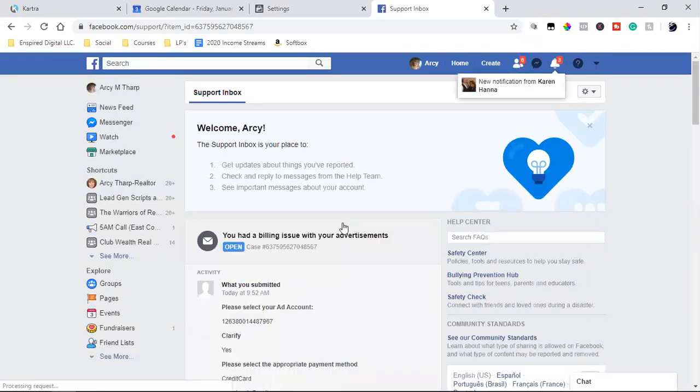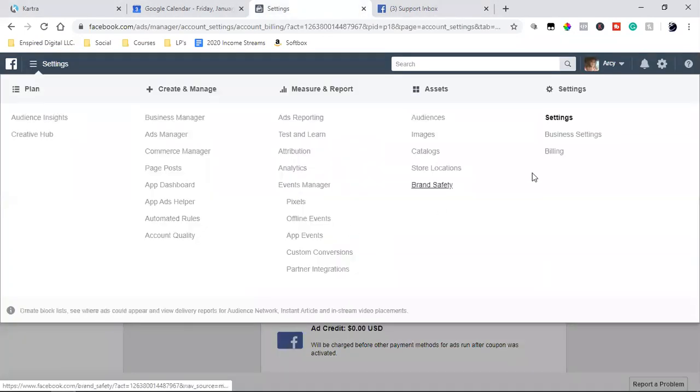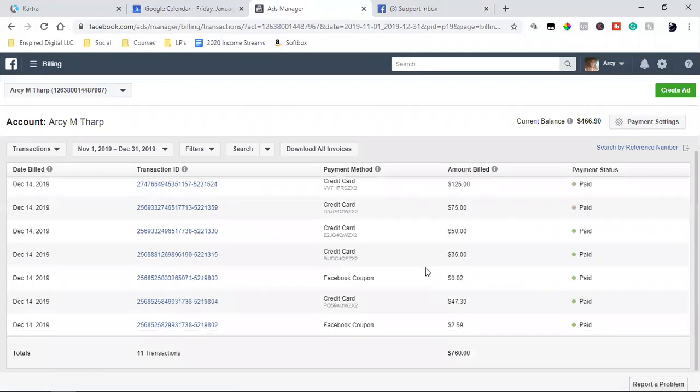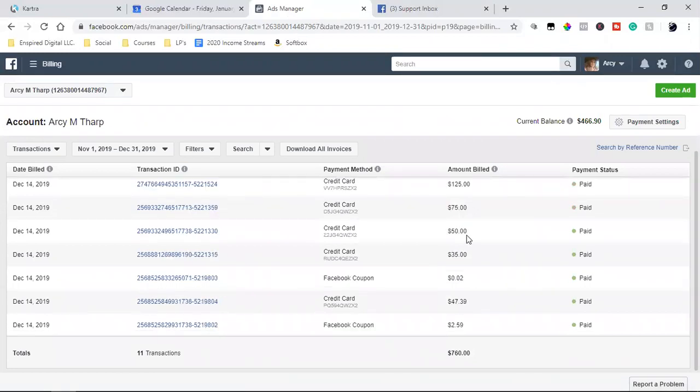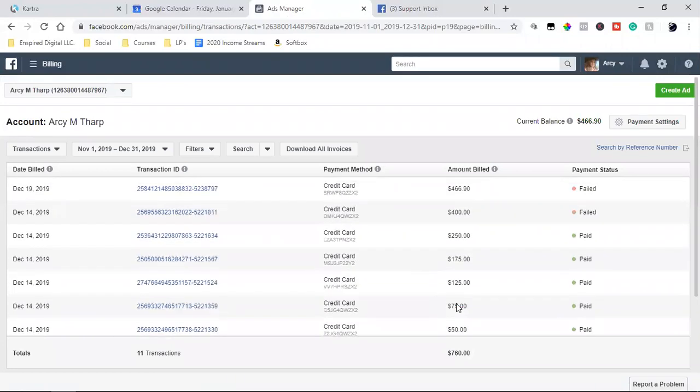So that's how you file a complaint. You have to submit a ticket like that. This is some stuff I've never seen, man. Someone was able to log into this client's account and run ads on a completely different business, which she has no idea about. And they made some transactions go through in the month of December. That's a lot of money. 250, 175, 125, 75, 50, 35, $47. It's crazy how someone was able to do that.